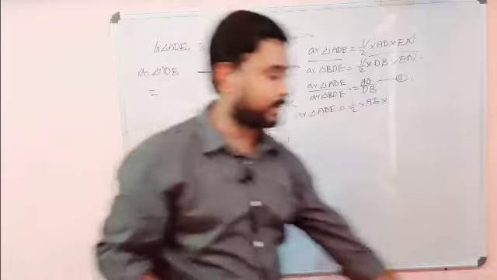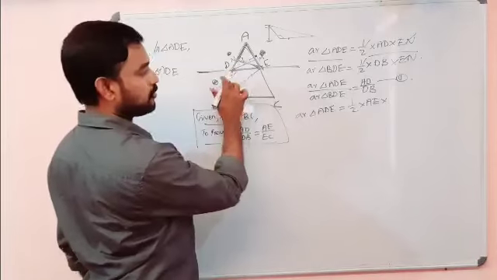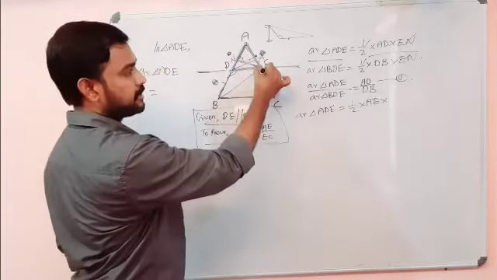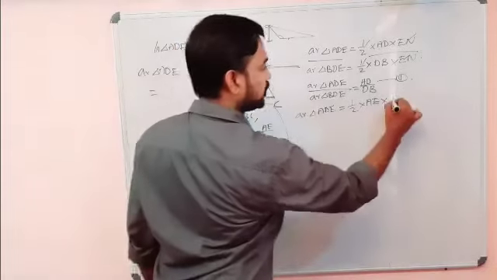Now, what will be the area of triangle ADE? The area of triangle ADE is equal to half into base into height. This AE is the base, and the height is DM. We drew the new height DM.